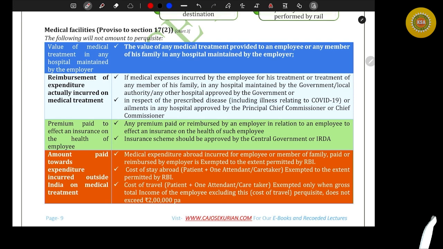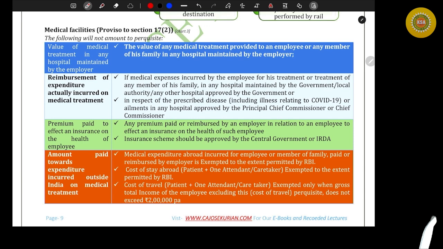Are you getting any benefit in this? Either I sponsored or I reimbursed your medical expenditure. Are you getting any benefit? Yes, you don't have to incur anything for your medical expenditure. So it should be normally taxable. Yes or no? But the department says all the following medical benefits are not taxable. Department says you don't have to value the perquisites which we are about to discuss right now.